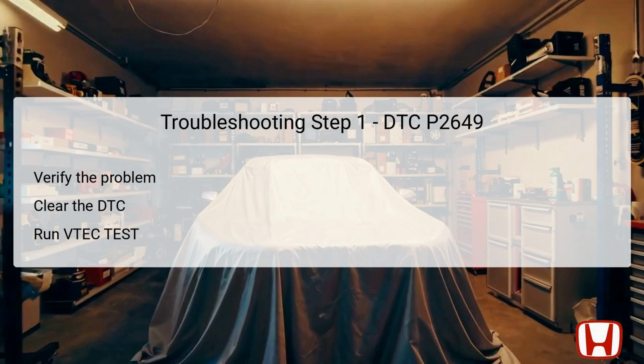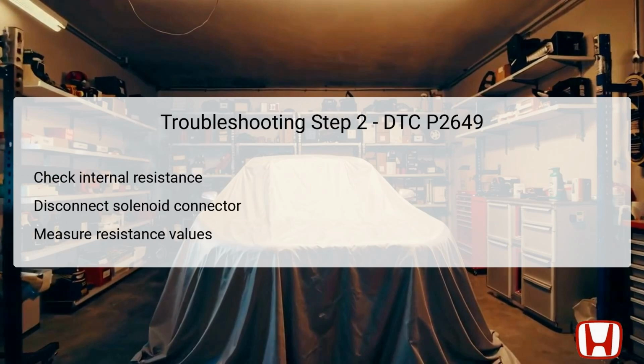Following this step, it's essential to perform the VTEC test located in the inspection menu of the HDS. This test checks the functionality of the VTEC system and should help confirm if DTC P2649 reappears. If the code is confirmed during this process, it indicates a persistent issue that requires additional diagnosis. If the DTC does not reappear, intermittent problems could be at play, necessitating a check for loose connections or terminals.